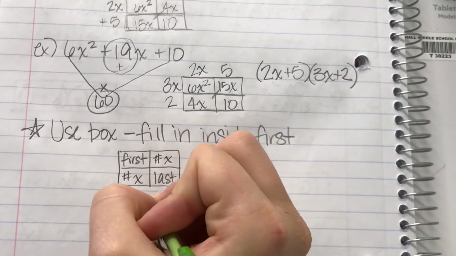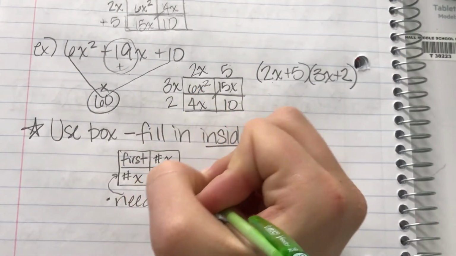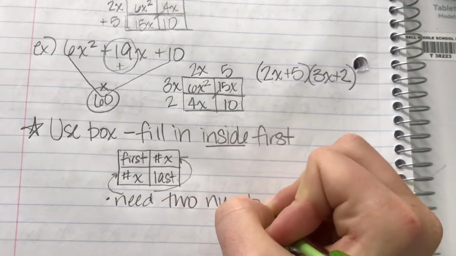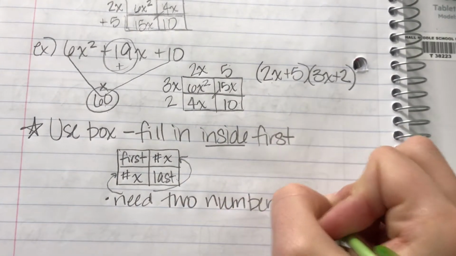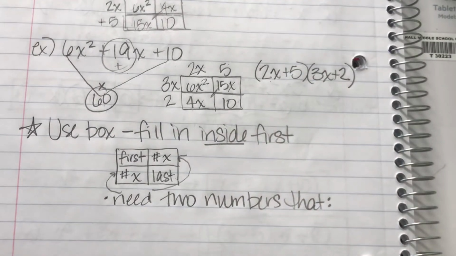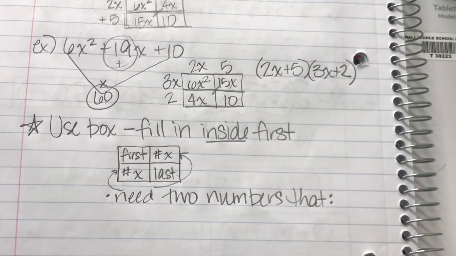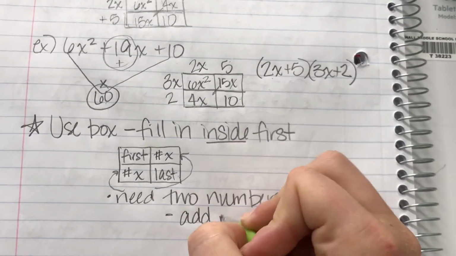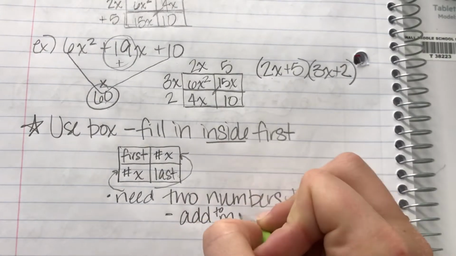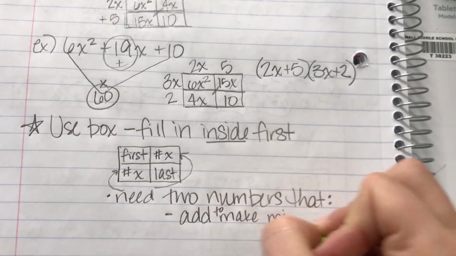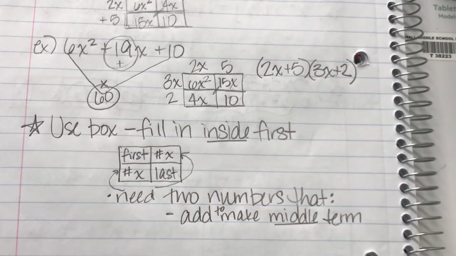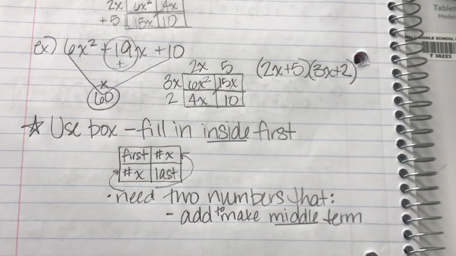And it may not make sense right now. It's okay. Just write it down and you can reference back to it. We're looking for two numbers that add to make what? The middle number. There you go. Add to make the middle term. That's exactly the same as the simple ones. They're going to add together to make that middle piece of my trinomial. And multiply together to get the first and last.